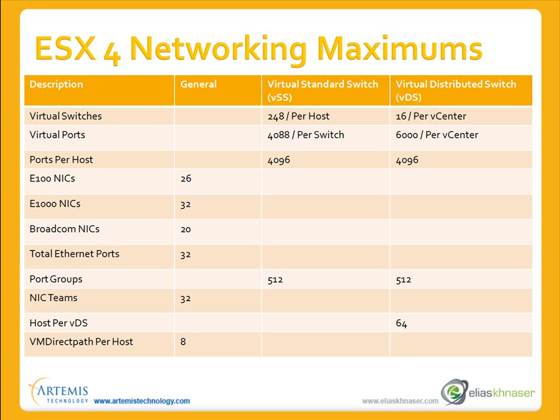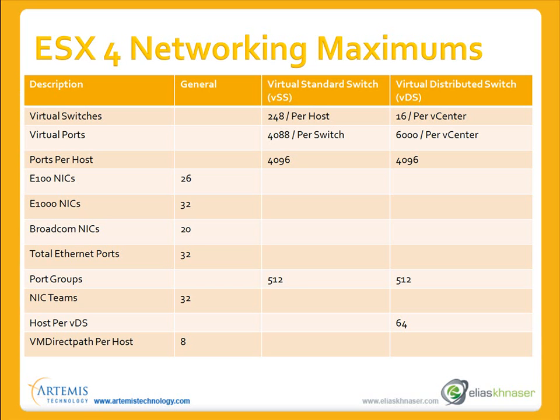Now, as far as ports per host are concerned, you can have up to, again, 4,096. Now, that means that collectively, no matter how many switches you have, if you have 10 or if you have 1, you can't have more than 4,096 ports per host. And the same thing goes for the virtual distributed switches. It's 4,096. Now, I'll leave the rest of these on screen here for you guys to go over.